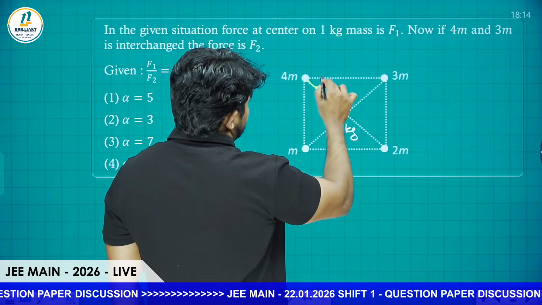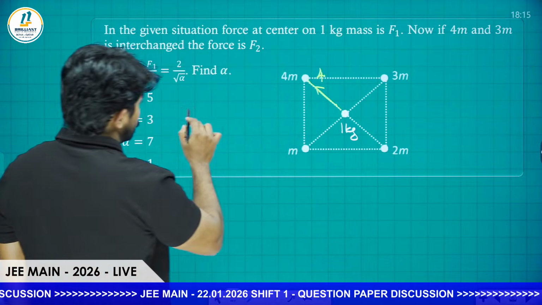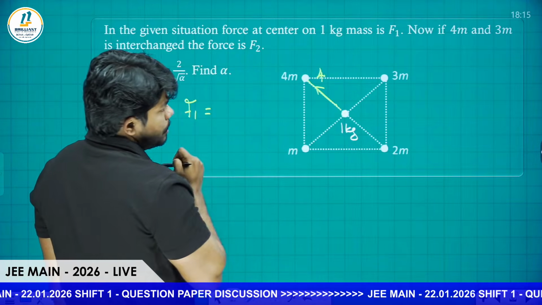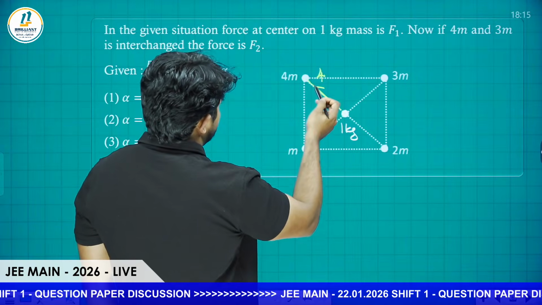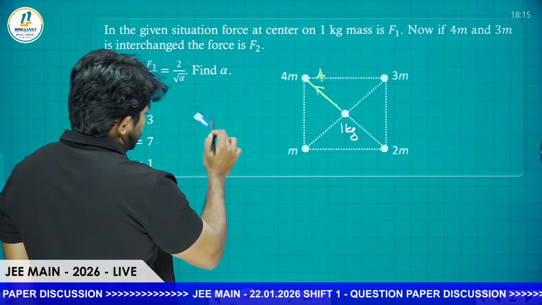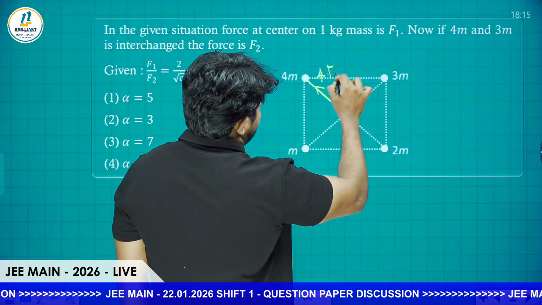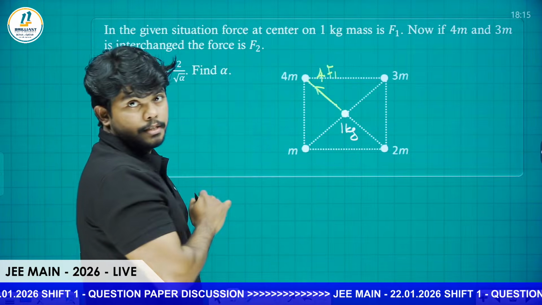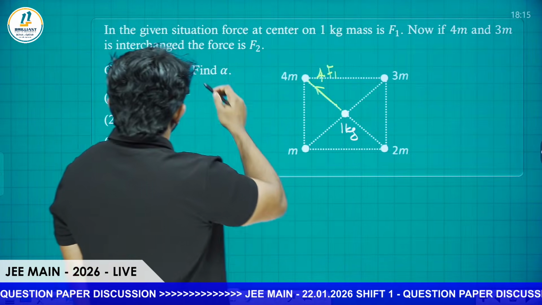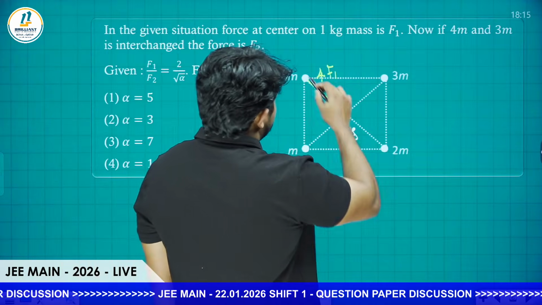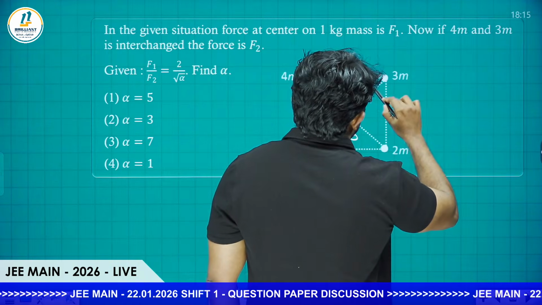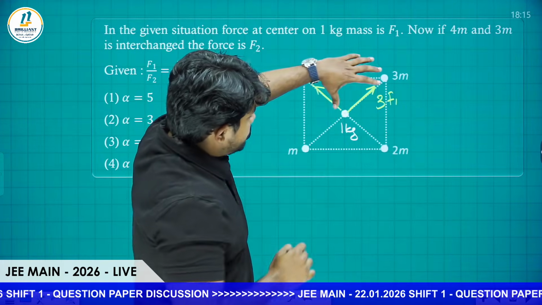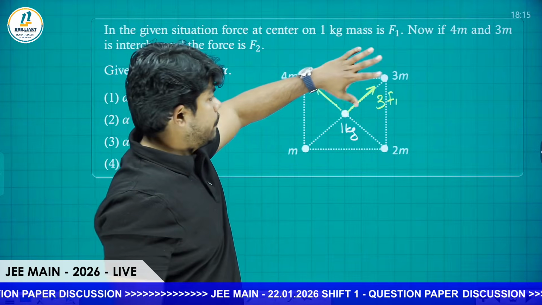in this direction, I am going to take that, because we know that F1 should be equal to the force acting on the 1 kg mass, right? So I am going to write this force in terms of F1. So 4m times 1 kg divided by whatever this distance is. That will be 4F1, because we only need to find the ratio. That's why I am writing it this way. And here, what will be the value? Here it will be 3F1, right? This force we can represent as 3F1.